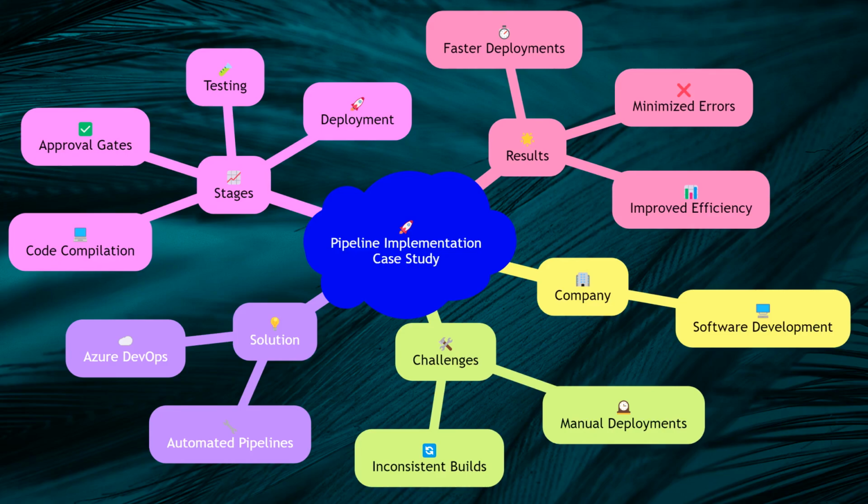A software development company faced challenges with manual deployments and inconsistent build processes. By implementing automated build and release pipelines using Azure DevOps, they achieved faster and more reliable deployments. The pipelines included stages for code compilation, testing, and deployment, with approval gates to ensure quality and compliance. As a result, the company reduced deployment times, minimized errors, and improved overall efficiency.